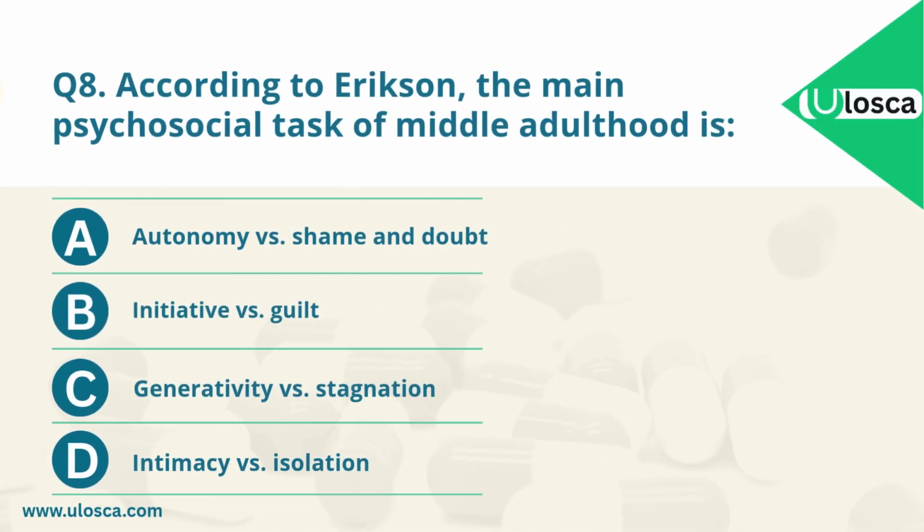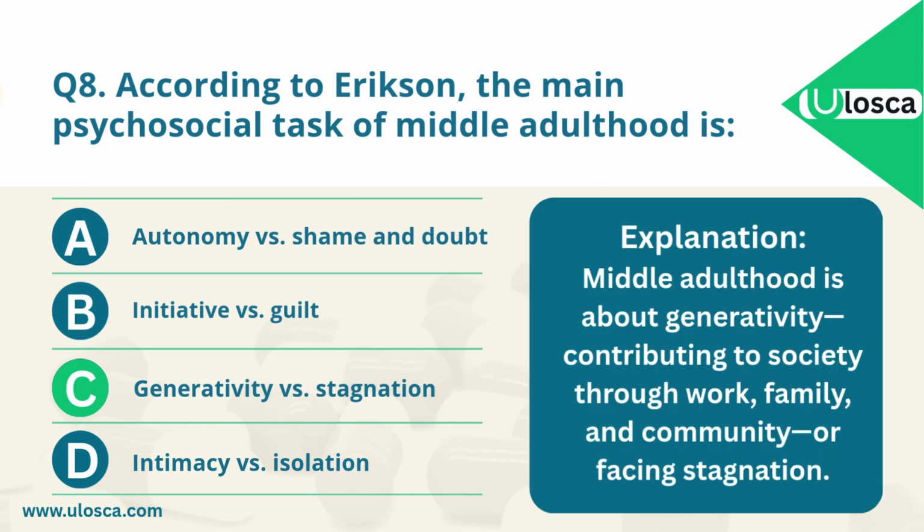The correct answer is C. Generativity versus stagnation. Explanation. Middle adulthood is about generativity, contributing to society through work, family, and community, or facing stagnation.